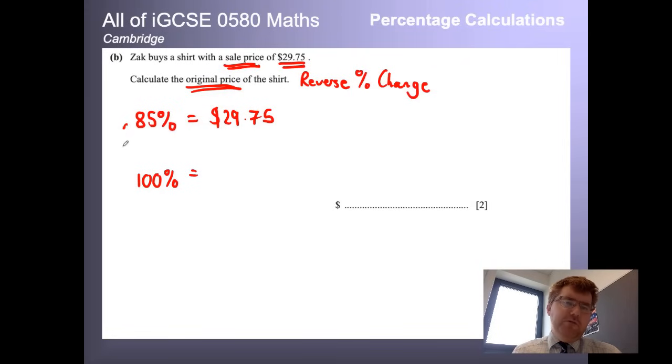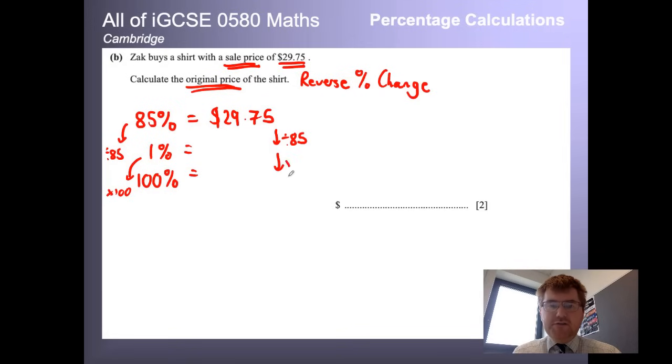Now, the most straightforward approach is the so-called Unitary Approach. So what I'm going to do is divide by 85 on both sides. Notice that 85 divided by 85 is just 1. So I work out the price for 1, and then how do I go from 1 to 100? Well, I multiply by 100. And I have to make sure I do the same process on both sides.